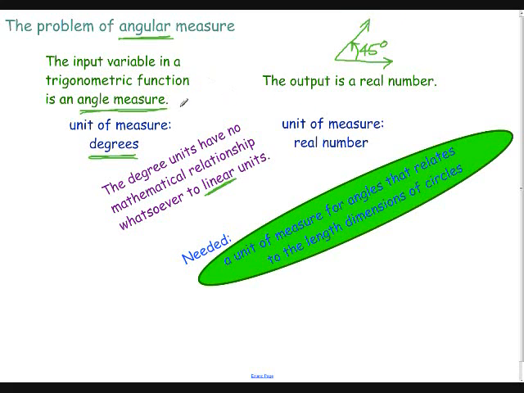In a trig function, we've got an input, which is an angle measure, and an output, which is a real number. We need a unit of measure for angles that relates to the length. Oops, that's not going to show up there. The length dimensions of circles, so that I can talk about the circumference, I can talk about the radius. It's going to be very important.